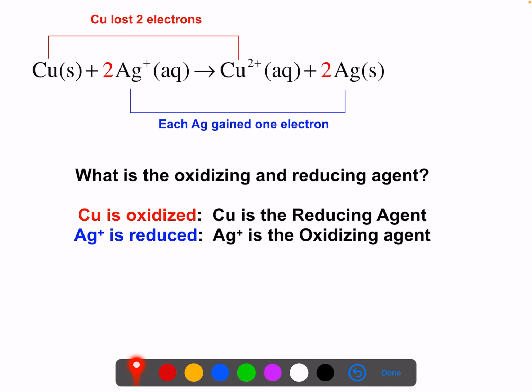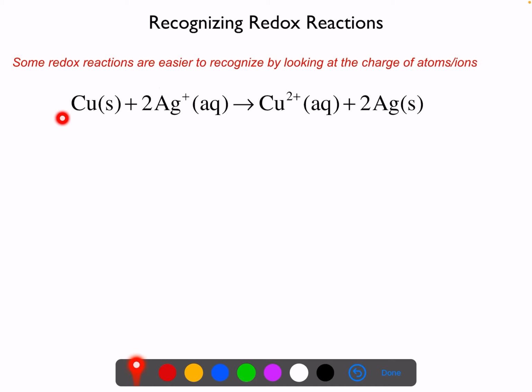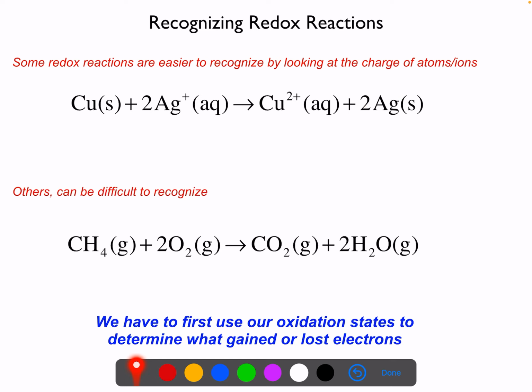Now, some redox reactions are easy to recognize. The example we showed is a fairly simple reaction to identify as redox, because we see something changing oxidation state, going from 0 to +2, and from +1 to 0. Other reactions are harder. Take the case of this one below: methane CH4 plus 2 O2 goes to CO2 plus 2 H2O gas. This is a combustion reaction. This is actually a redox reaction.